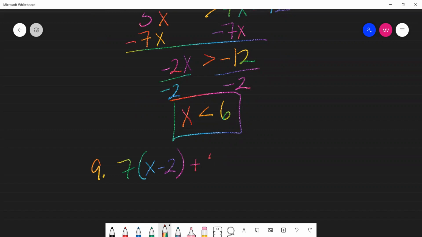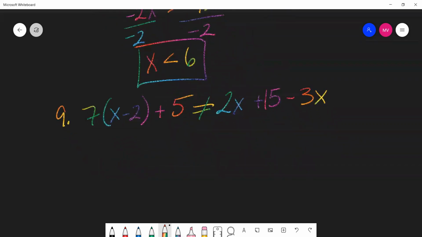plus 5 is not equal to 2x plus 15, sorry, minus 3x. Wow, Miss Klein. So fun, right? Okay, so let's just look at the left until we get it as simplified as possible. Then we'll just look at the right, as simple as possible. Then we start moving back and forth across our not-equal sign here.